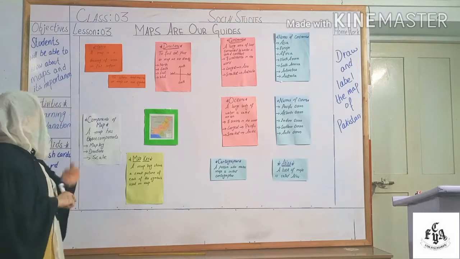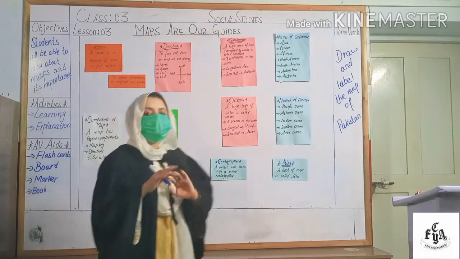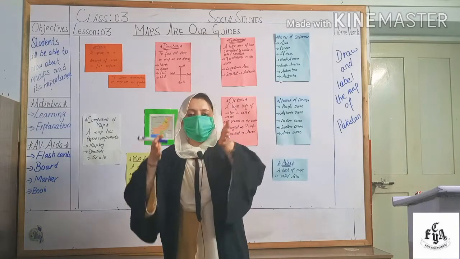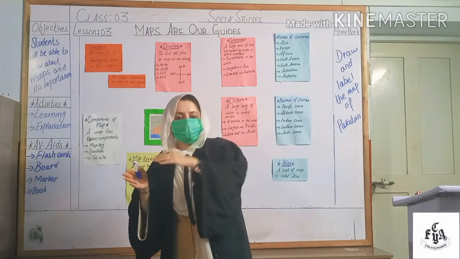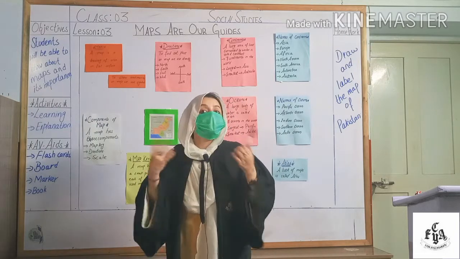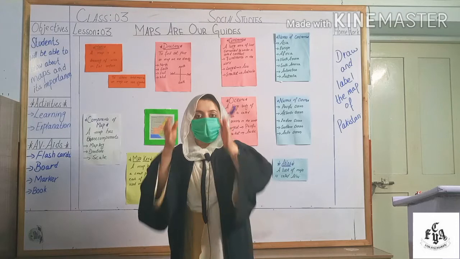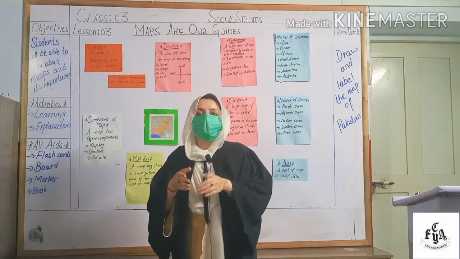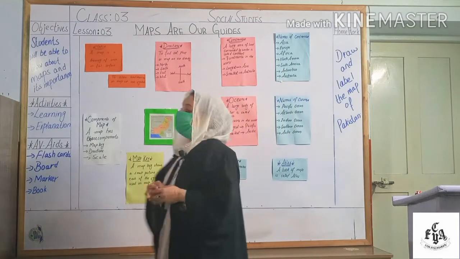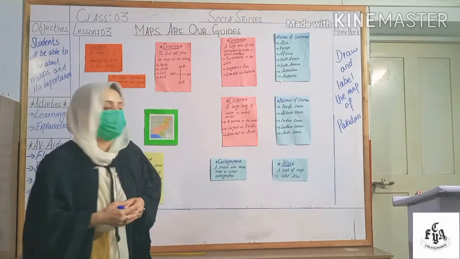Okay students, now on the maps the landmarks are shown. For example, if we are going somewhere, there will be homes, there will be a hospital on our way, there will be schools on our way, there may be a river on our way. So all these things are shown on the map. To show landmarks on a map, we use symbols.